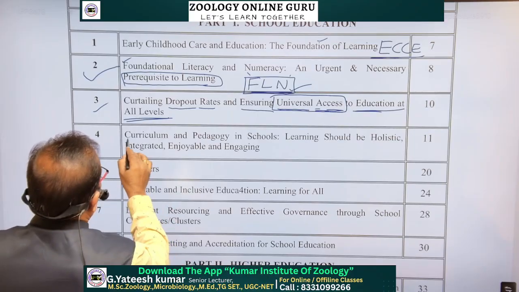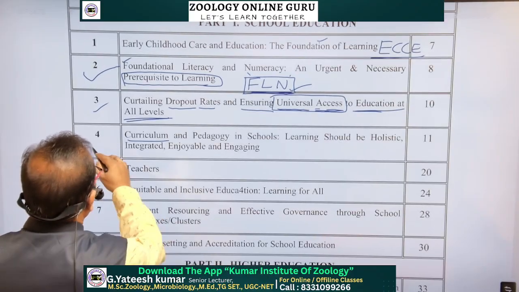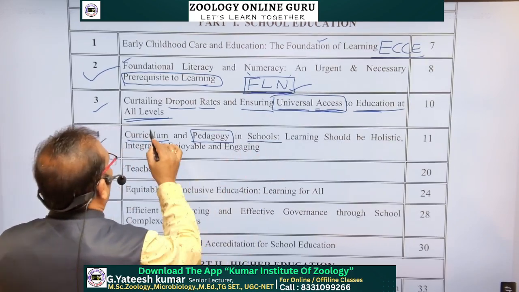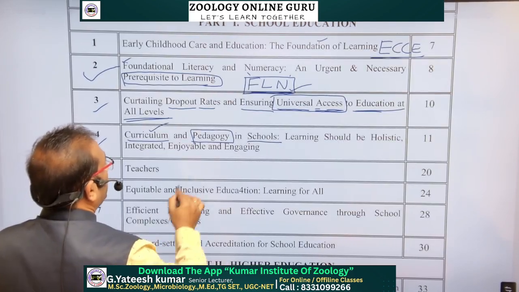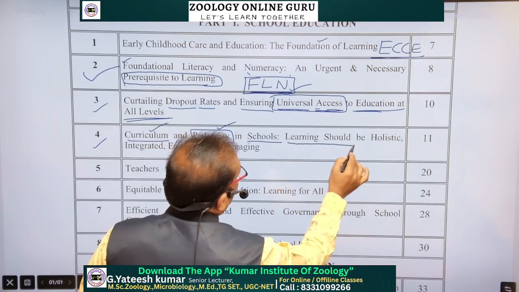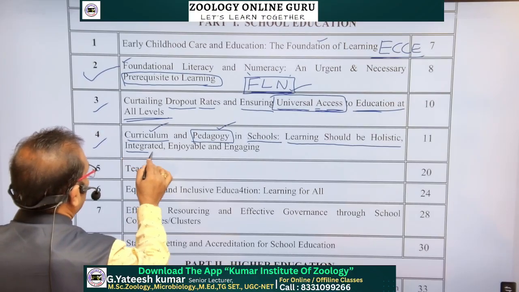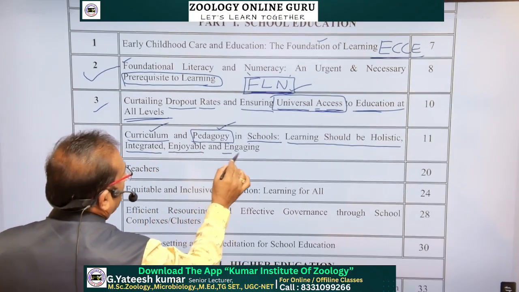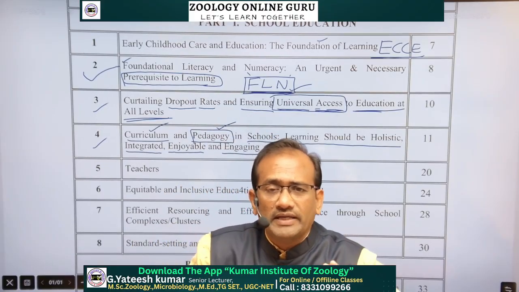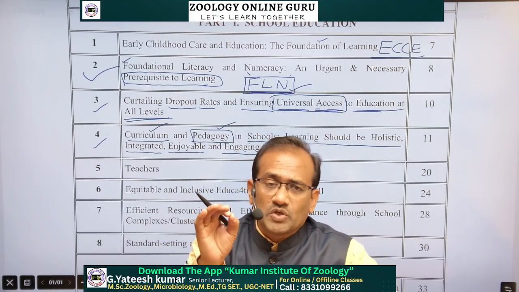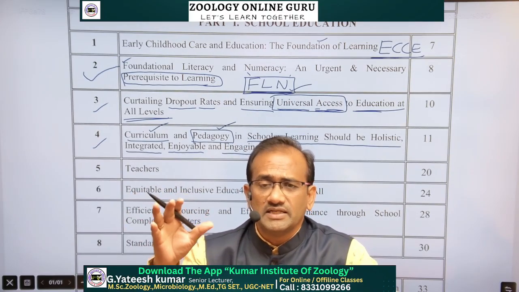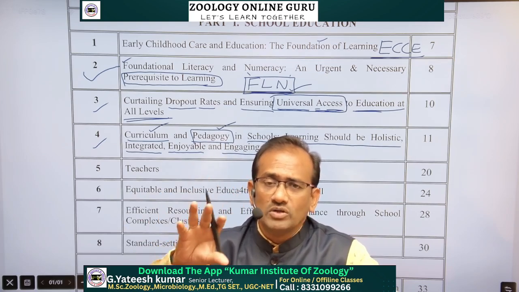Chapter 4 deals with curriculum and pedagogy in schools. What curriculum we have to implement and what the pedagogy in schools is. Here, learning should be holistic, integrated, enjoyable and engaging. Wonderful. Curriculum and pedagogy in schools is present in chapter 4. Learning should be holistic, 360-degree learning.